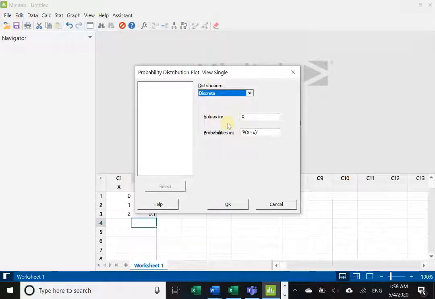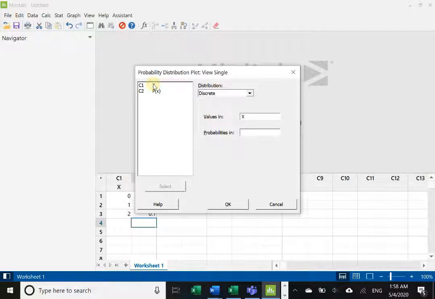Now, the values are in, see if I click in here, let me backspace and erase these. They're already in there. There you go. So yours should be blank, right? But once you click in the value, you may have to double click or just left click. The values are in column 1.